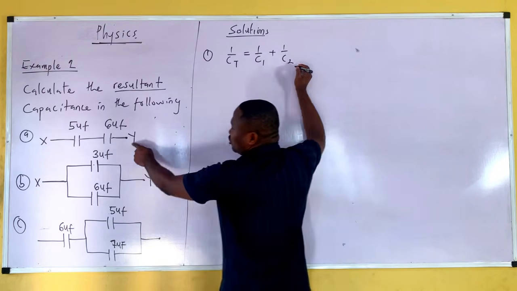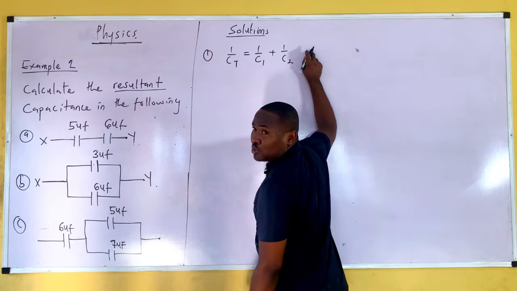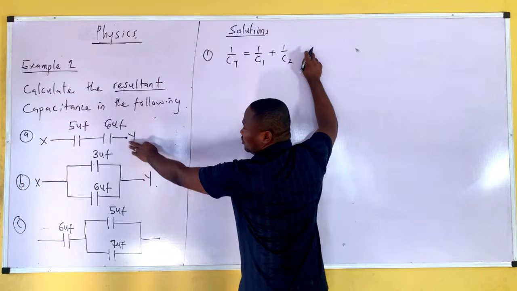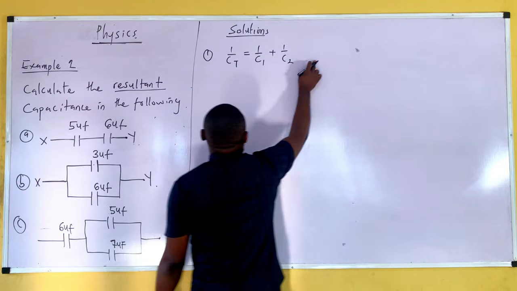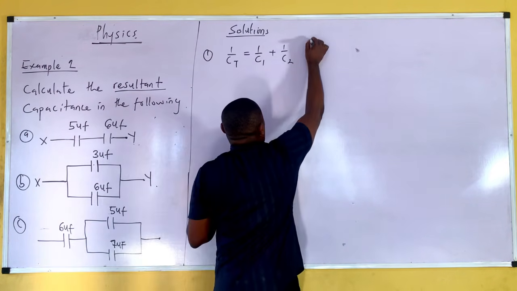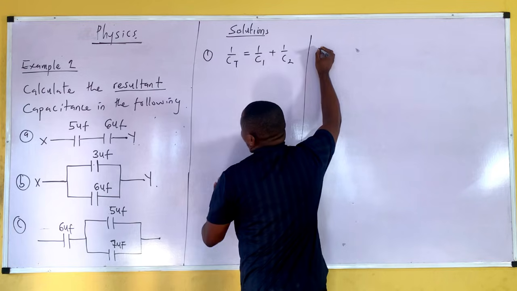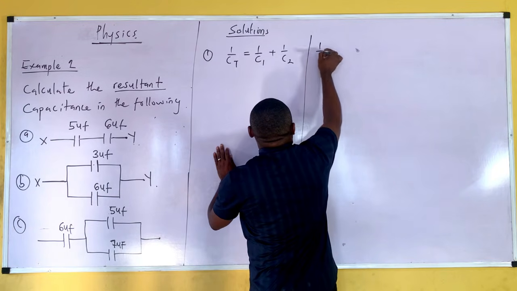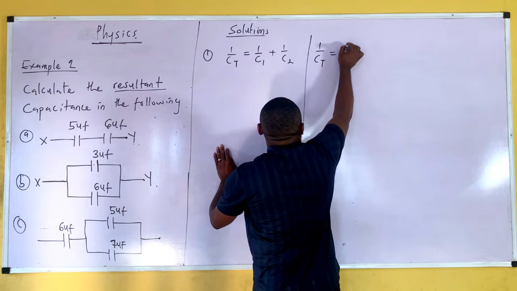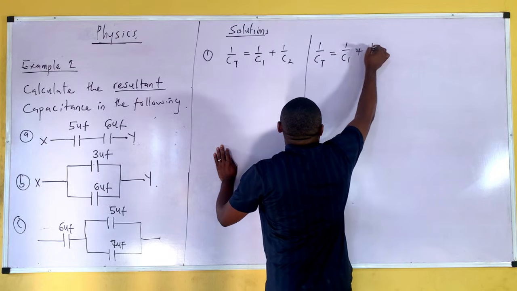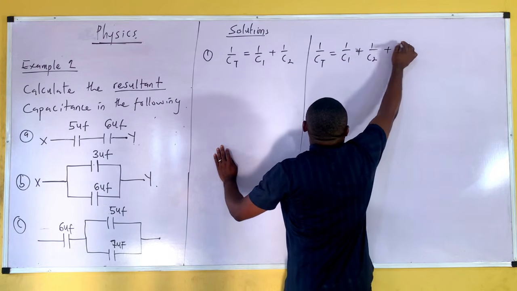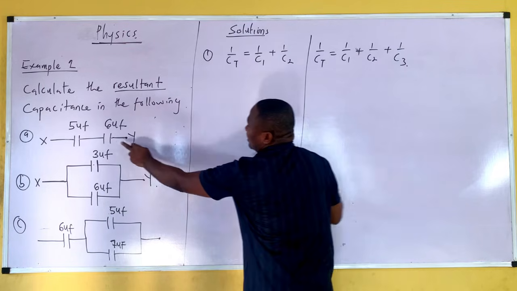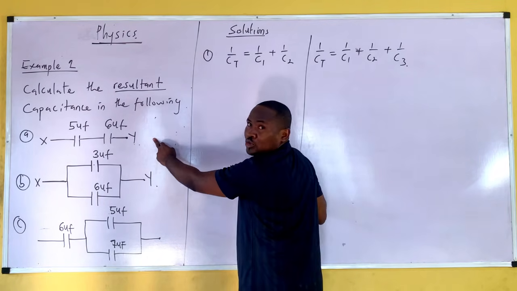If it was more than 2, I would still say plus 1 over C3. But the questioner gave us 2. So let me assume it was 3. I will have 1 over C total equals 1 over C1 plus 1 over C2 plus 1 over C3. So if there was an extension, that's how it would look.